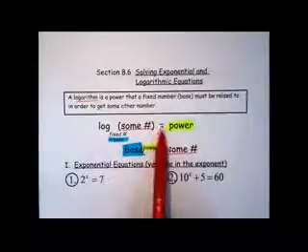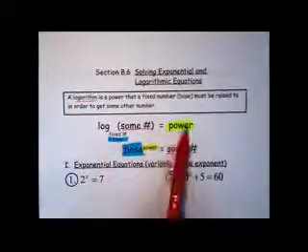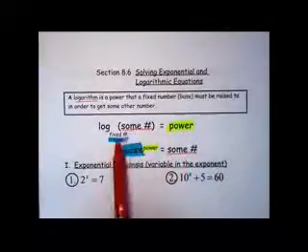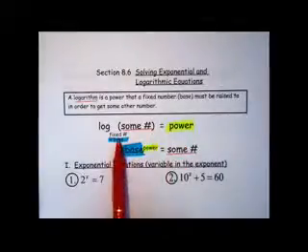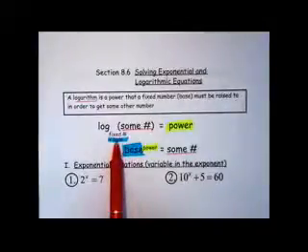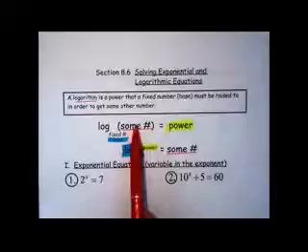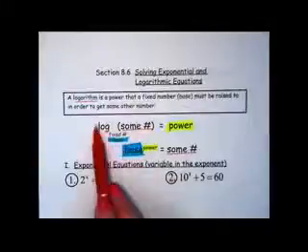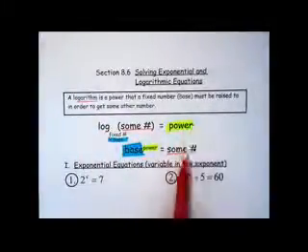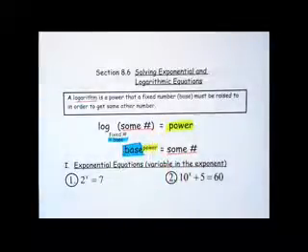A log equals a power that a fixed number must be raised to in order to get some other number. So what the log equals is the exponent for your base. So the base to this power equals some number. And therefore, if you have the equation of the log, you can write the equation of the exponential. You can convert back and forth between the two.